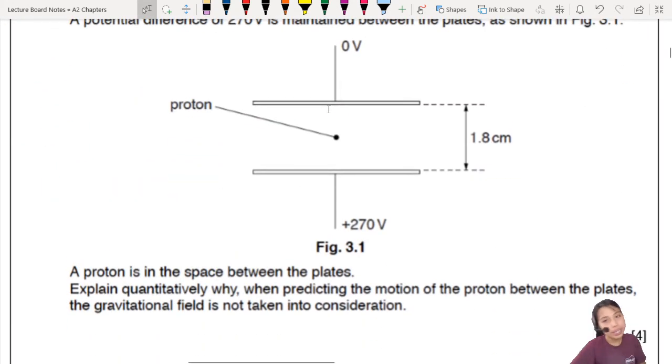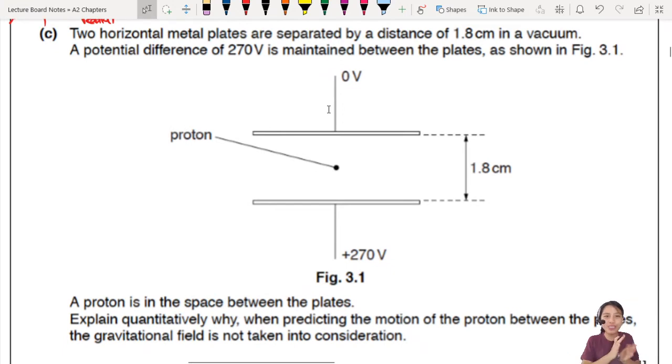Moving on. This one looks very familiar. We have seen this kind of thing before. Uniform field. Very nice. Okay, time to refresh a bit because this is important when you level up later. Two horizontal metal plates separated by a distance. This is what we call our separation distance. A potential difference of 270 volts, wow, very high, is maintained between the plates. A proton is between the plates. So our friend here, the proton, is a positively charged particle.